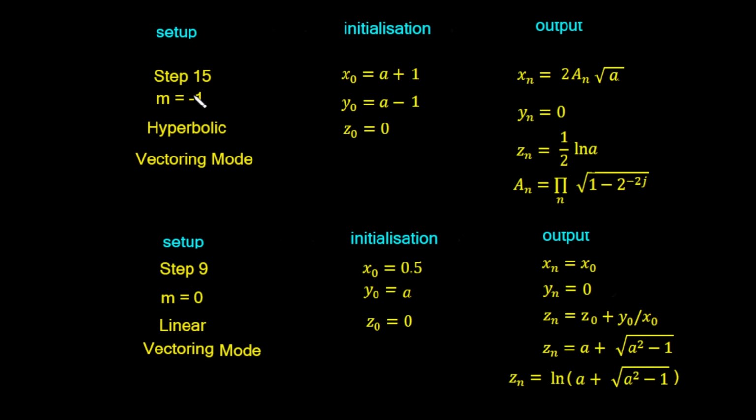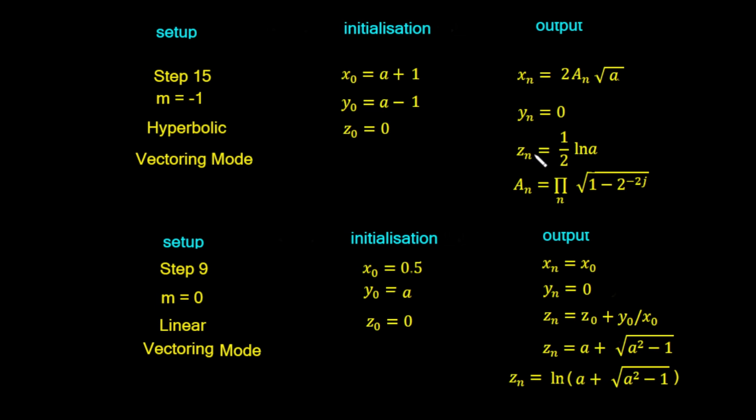So step 15 was the natural log. M is equal to minus 1. It's in hyperbolic and vectoring mode. The input x0 is a plus 1 and the input y0 is a minus 1 and the input z0 is equal to 0. Now when we work through this here, the value for a is going to be the output from the previous stage. This will give us the final output Zn is equal to half ln a.